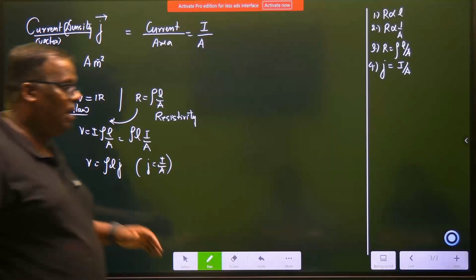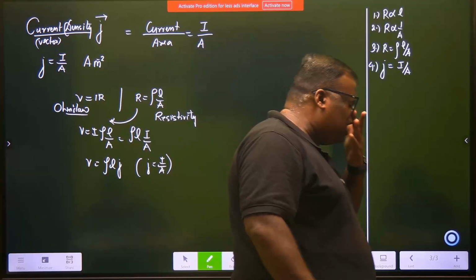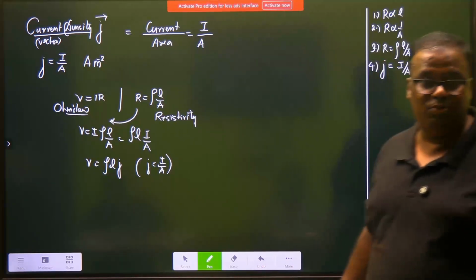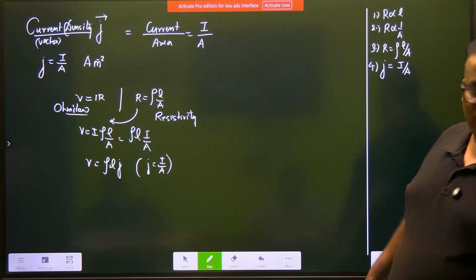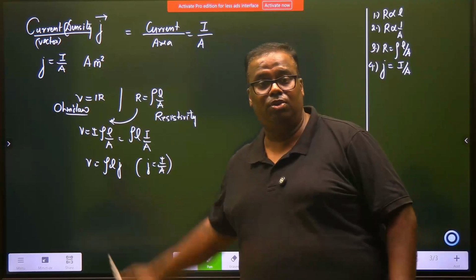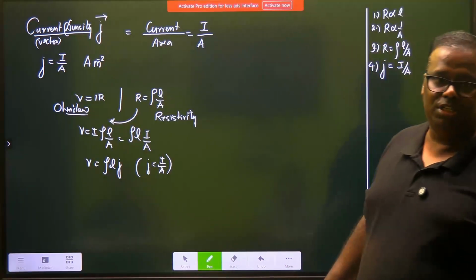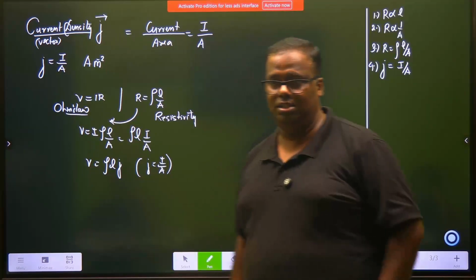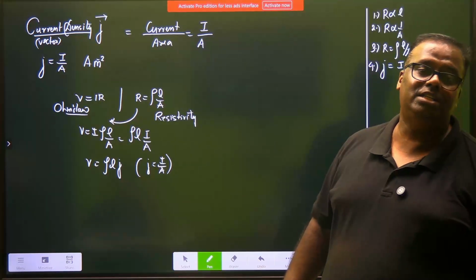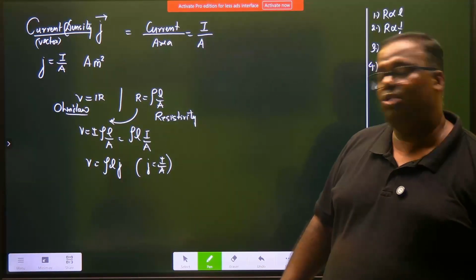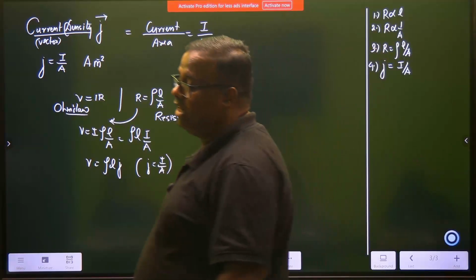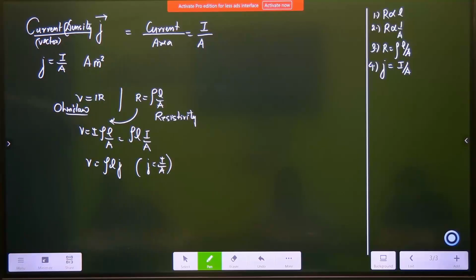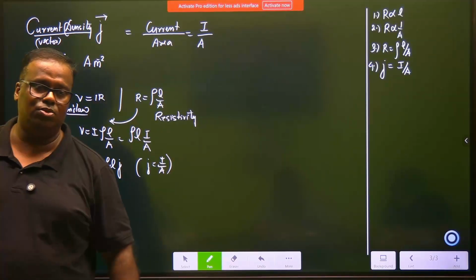So let's see what the parameters are. Look at that expression and again start thinking of that conductor which you had designed. The potential difference across the conductor is the product of the resistivity of the material of the conductor, the length of the conductor and the current density of that particular conductor. Sir, what is the current density? The current density is the current flowing through the conductor divided by the cross-sectional area. Is this much understood, children?